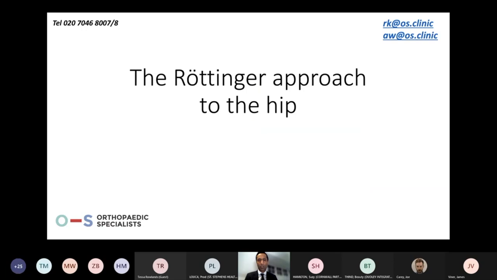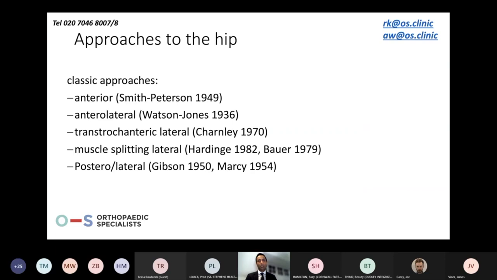Well, this particular approach is called the Rottinger approach to the hip, and I'm just going to go through a bit of anatomy to show why his approach is different. To set a background, there are lots of different approaches to the hip. The vast majority in the UK will undergo a posterior approach to the hip. That involves taking the short external rotators off the back, getting a good exposure and doing the procedure. And that is a really good, effective way of doing hip replacement surgery.